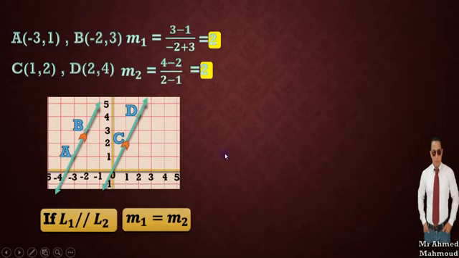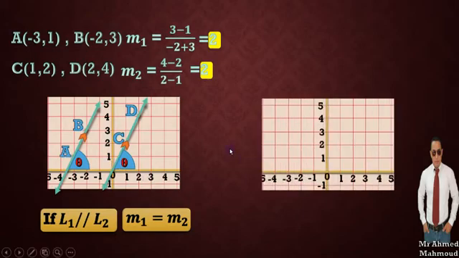Okay, another example. Here we can check that the two lines are parallel in another way. This line makes an angle theta with the positive direction of the x-axis, and this line also makes the same angle theta with the positive direction of the x-axis, because they are parallel straight lines and the two angles are corresponding. So tan theta equals tan theta, then m1 equals m2 in another way.